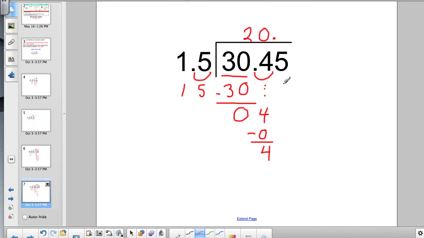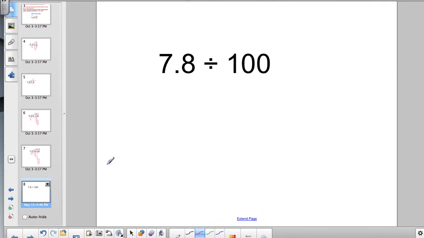So now I'm going to bring down my final digit, which is that 5. 15 into 45. Hopefully you know it's going to be 3. Multiplies back for 45, and it's going to subtract for 0. So my final answer I ended up with 20 and 3/10. So this part is just a review.